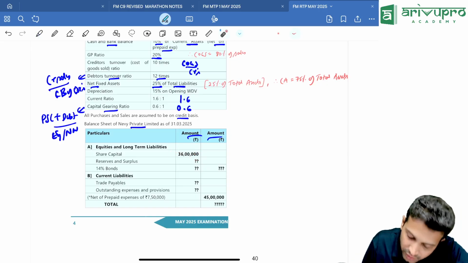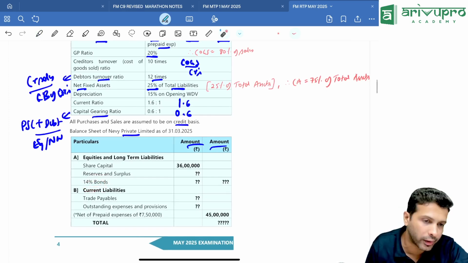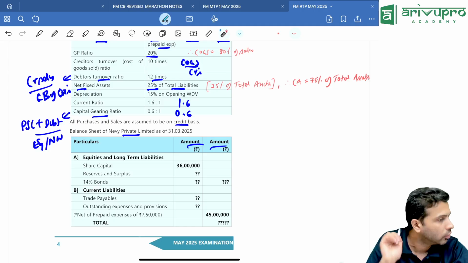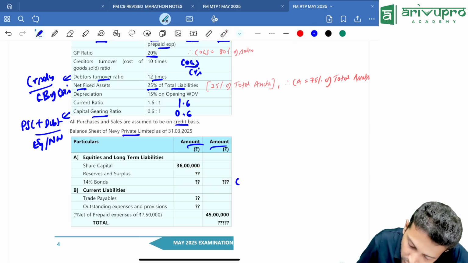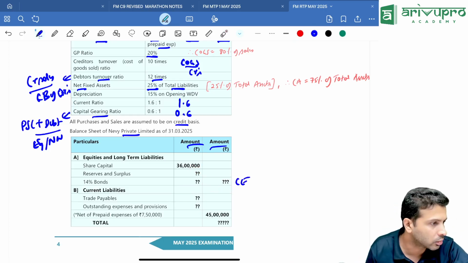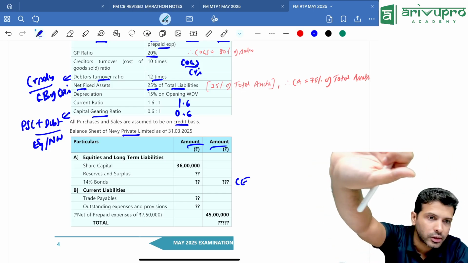36 lakh given. Reserves and surplus, and 14% bond. We don't have preference share capital. We have only bonds, and these bonds carry an interest rate of 14%. Both are missing and the total is also missing. This number we call capital employed. Capital employed means all the sources of finance put together. Correct, no? Yes or no?